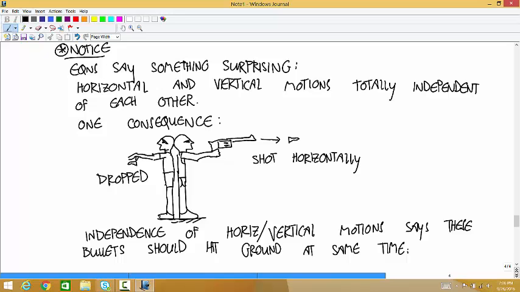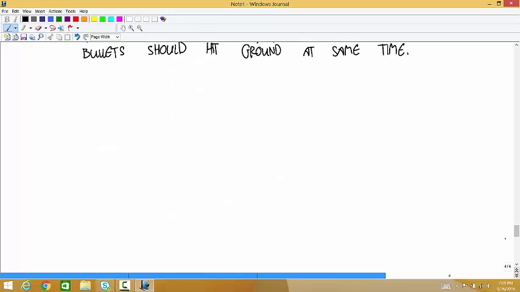Okay. One example problem. So what was the message of that video? The horizontal part of the motion and the vertical part of the motion don't see each other. They're totally independent of each other. Okay, so this is like a baseball guy.